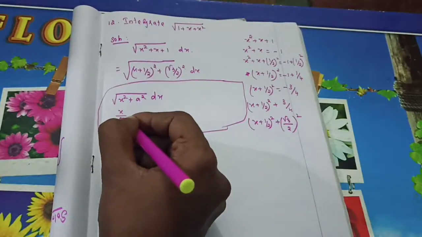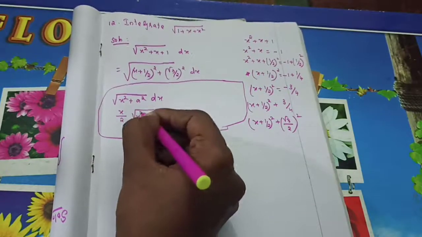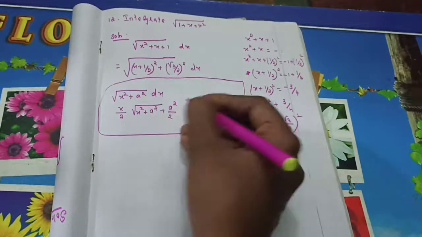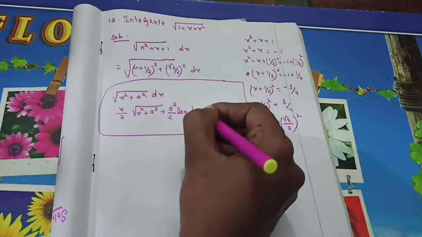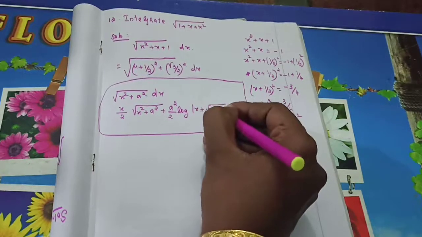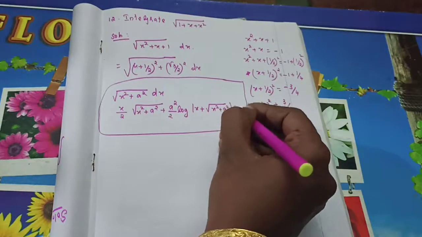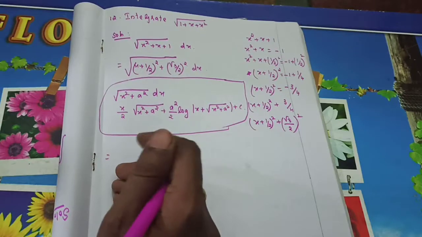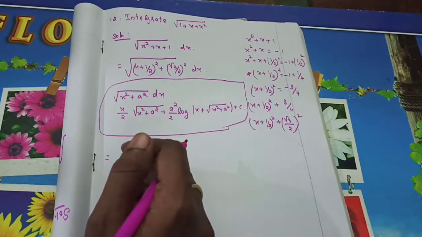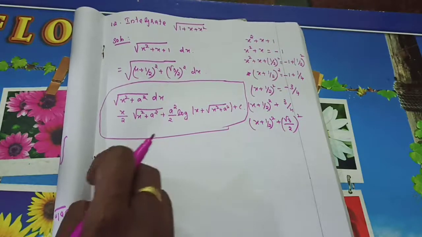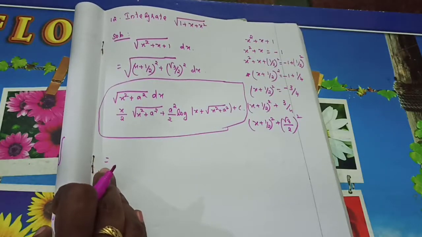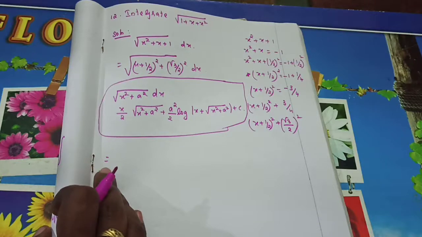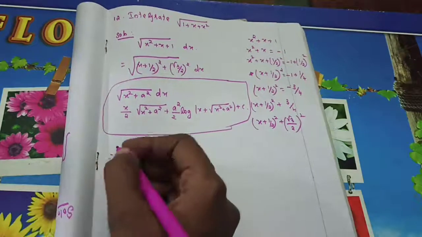The formula is x by 2 square root of x square plus a square, plus a square by 2 log of modulus of x plus square root of x square plus a square, plus c. Substitute this here. Carefully you need to substitute, because in the place of x, x plus 1 by 2 is there. So you need to be very careful. In the place of x, what's there? x plus 1 by 2. So in the place of x you need to substitute x plus 1 by 2.